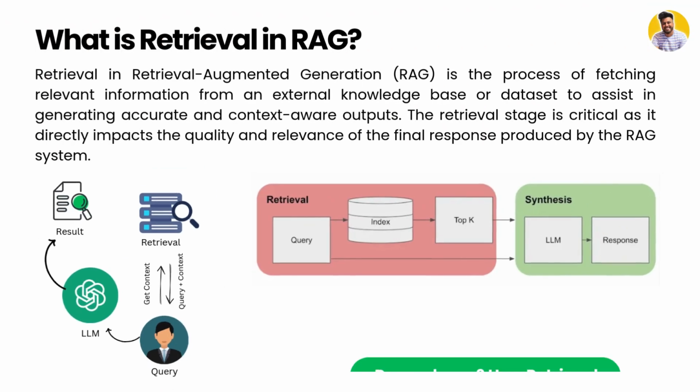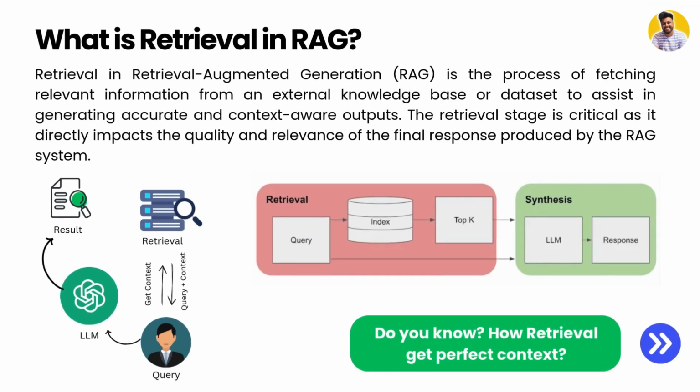So the first question is, what is retrieval in RAG? Retrieval in RAG is the process of fetching the relevant information or context from an external knowledge base or vector DB to assist in generating accurate or context-aware outputs. So if your LLM is not even trained on the kind of information that you want from it, with the help of RAG, you can get it. The retrieval stage is critical because it directly impacts the quality and relevance of the final response that you get from the LLM.